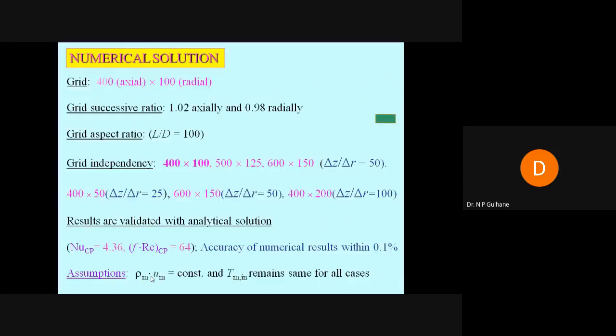Okay. Now, how to go ahead with this numerical simulation? So we have studied this grid. I will show you what this grid is. 400 grids in the axial direction, 100 grids in the radial direction. I will just click on this. You can see the screen.